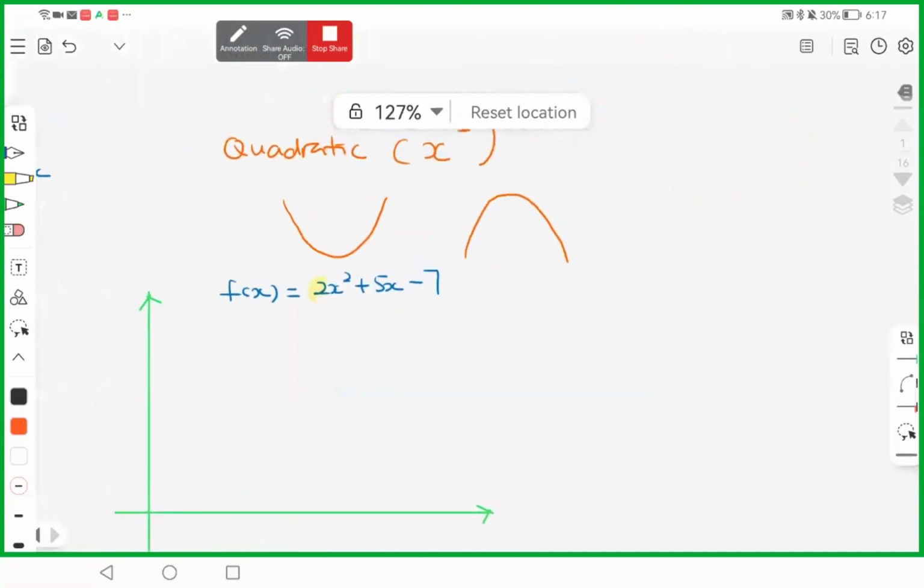If it's positive, then it will smile. So it's a U shape. Okay.